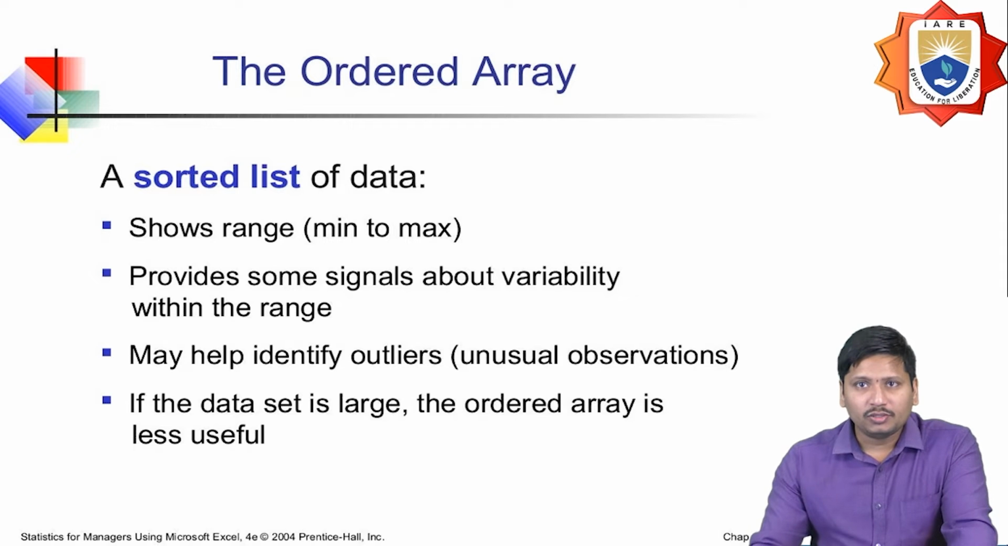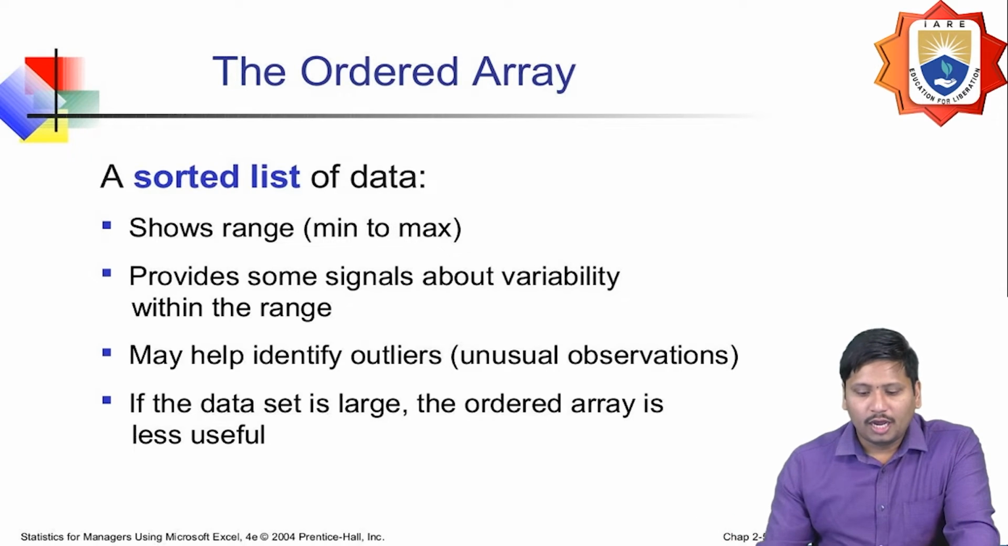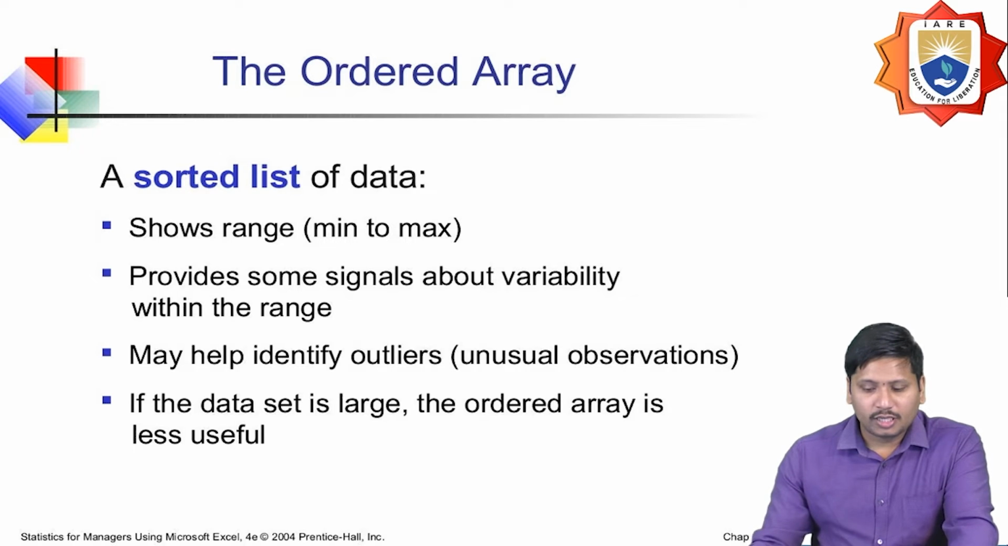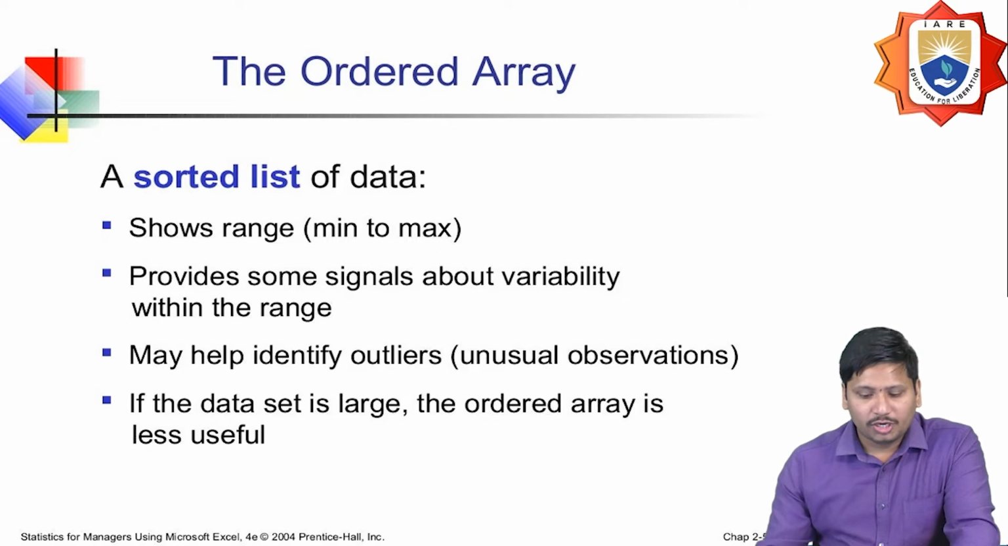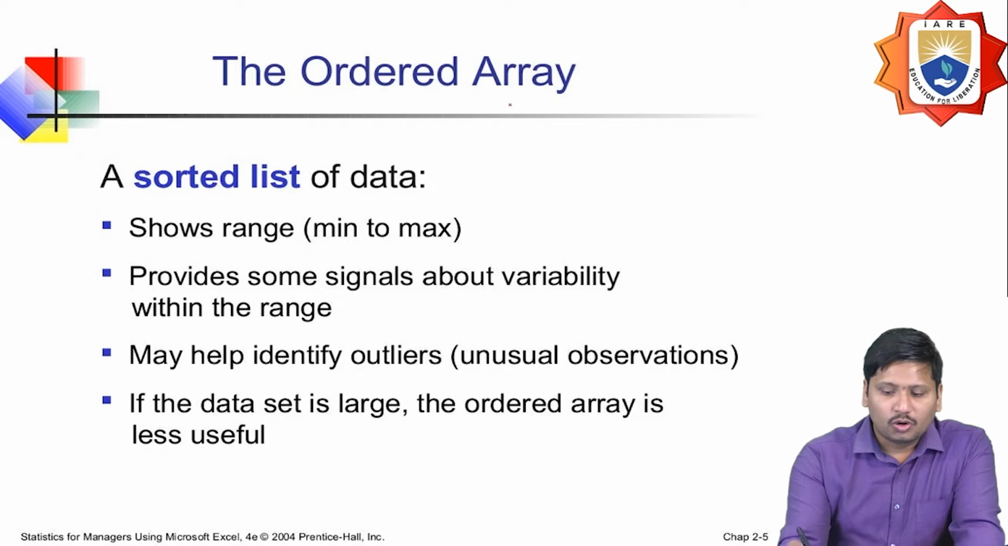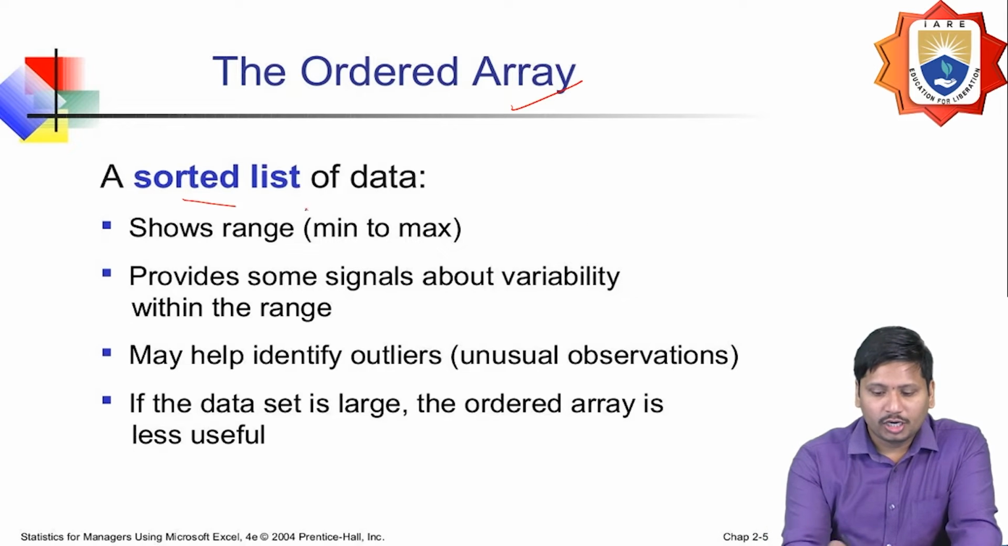First, the ordered array. An ordered array shows the range from minimum to maximum value. It also provides some signals about the variability within the range, and it may help identify outliers, which are unusual observations. If the data set is large, then the ordered array is less useful. An ordered array is a sorted list of the data.